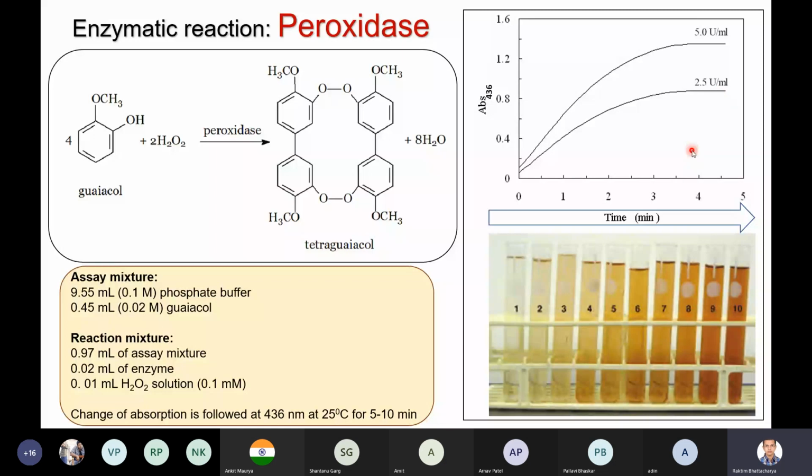then we can easily say that in our sample there is the presence of peroxidase. Now, what will be the reaction mixture for peroxidase?